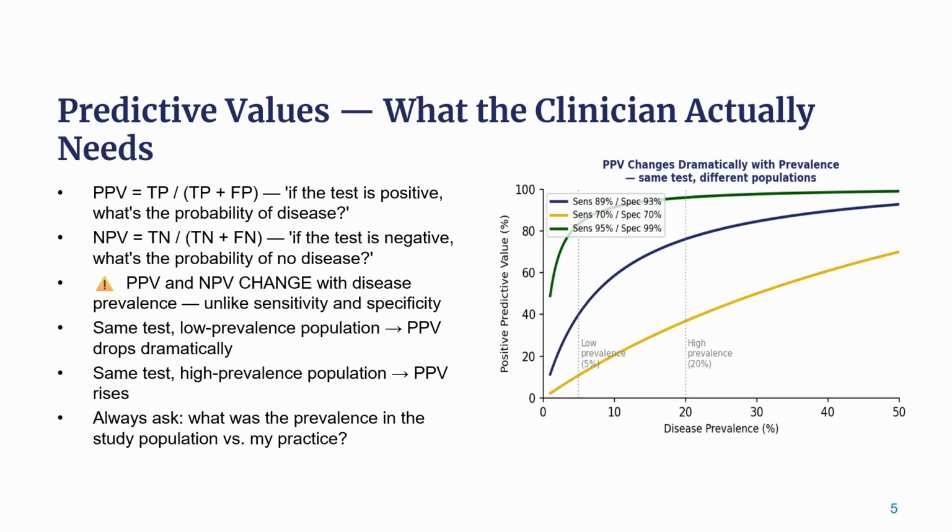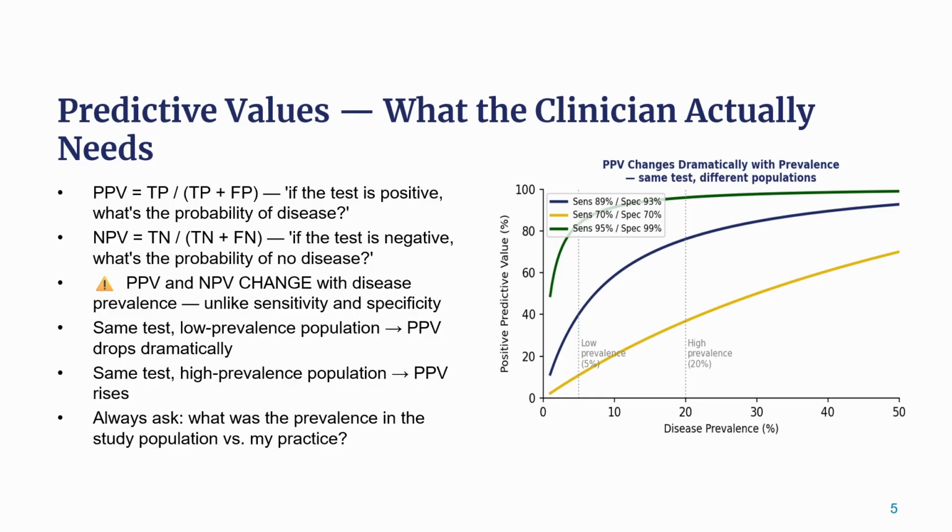This is the concept that trips up the most clinicians, and it's critically important. Predictive values are what you actually use at the bedside. My patient tested positive. What's the probability they really have the disease? But positive predictive value and negative predictive value are not fixed properties of the test. They depend on how common the disease is in the population you're testing.